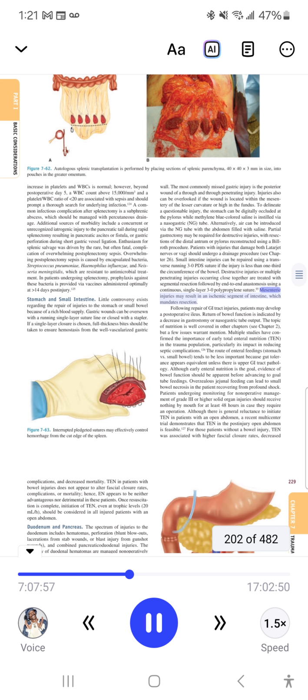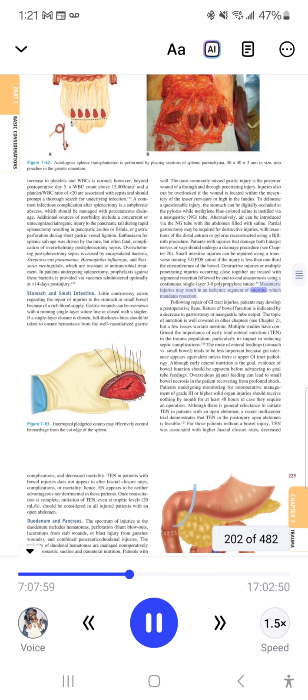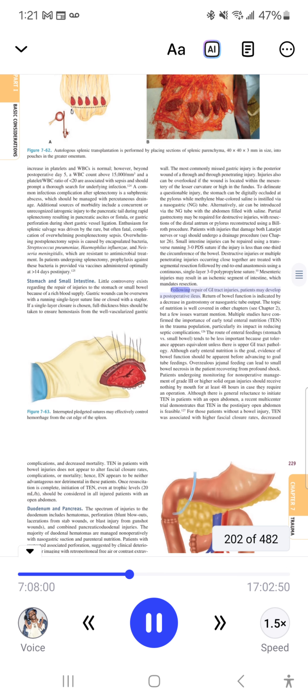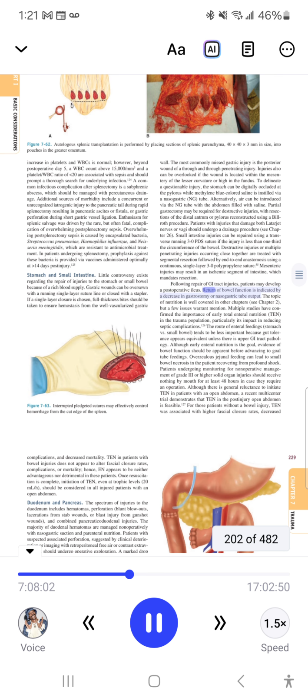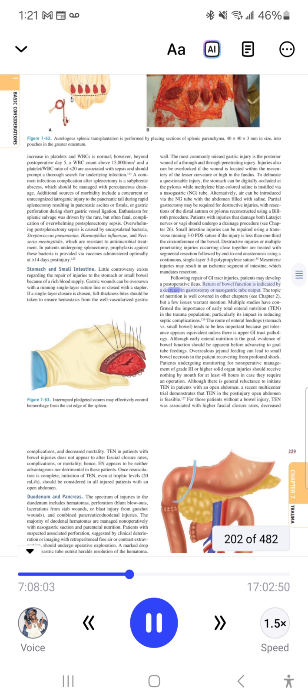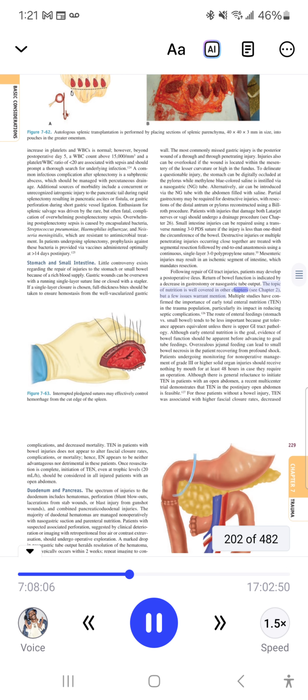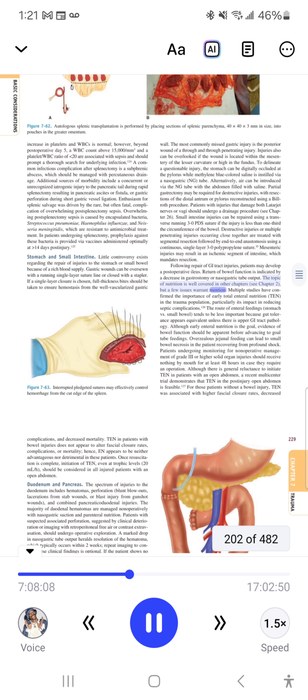Mesenteric injuries may result in an ischemic segment of intestine, which mandates resection. Following repair of GI tract injuries, patients may develop a postoperative ileus. Return of bowel function is indicated by a decrease in gastrostomy or nasogastric tube output. The topic of nutrition is well covered in other chapters. See Chapter 2, but a few issues warrant mention.